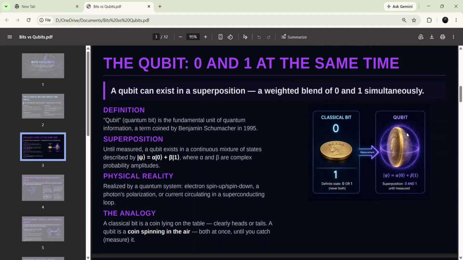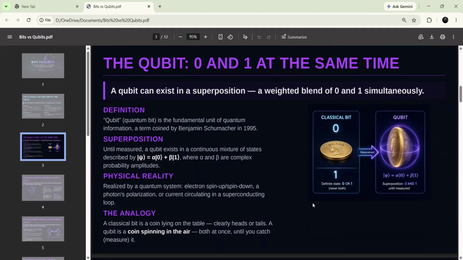And also, what is an example for a qubit? Whenever you flip the coin, it is going to get both heads and tails at the same time. That is a 50-50 probability. So that's why it is called a qubit, which is going to exist in multiple states at the same time. Until you measure it, it is going to be in superposition. After measurement, it is going to be in a single definite state. That is the thing.